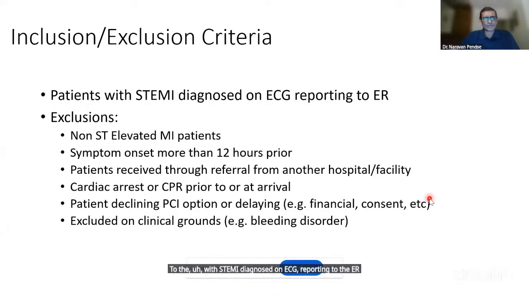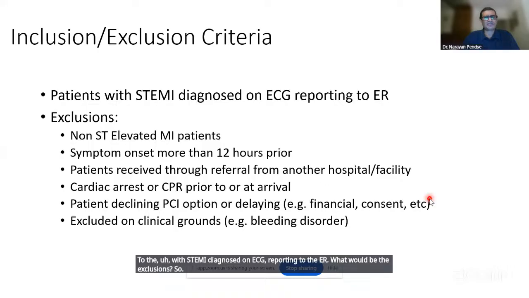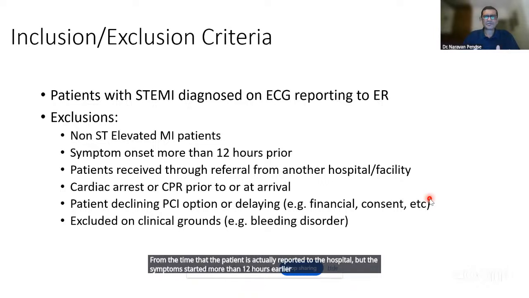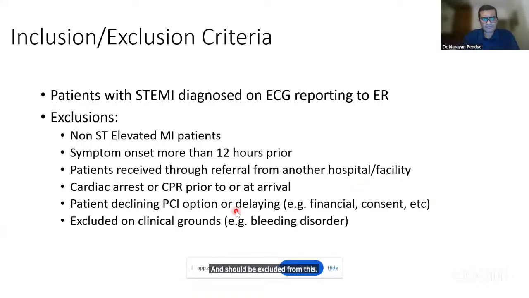What would be the exclusions? So non-STEMI would logically be an exclusion. If the symptom onset for the patient has been more than 12 hours earlier, that is, the patient has reported to the hospital but the symptoms started more than 12 hours earlier, such patients do not benefit from a primary PCI and should be excluded from this formula.